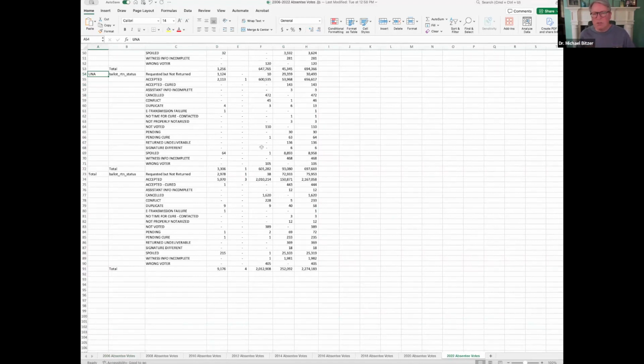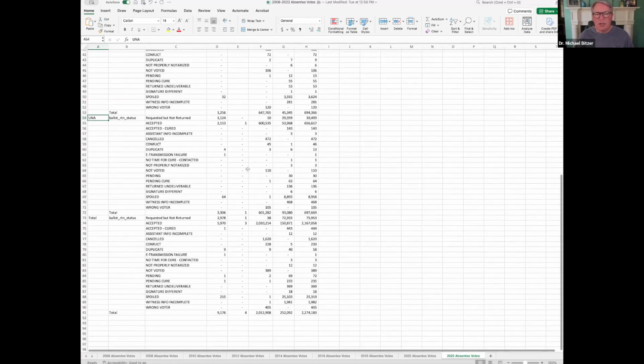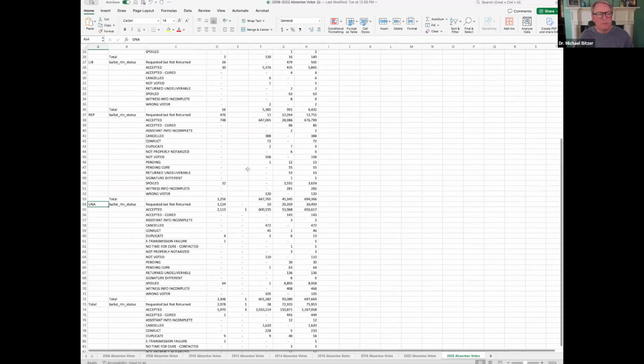Those of us who study and work with this kind of information, this is the big picture of what we're seeing. Any general questions that I can answer on this file, the '06 to 2022 absentee votes?